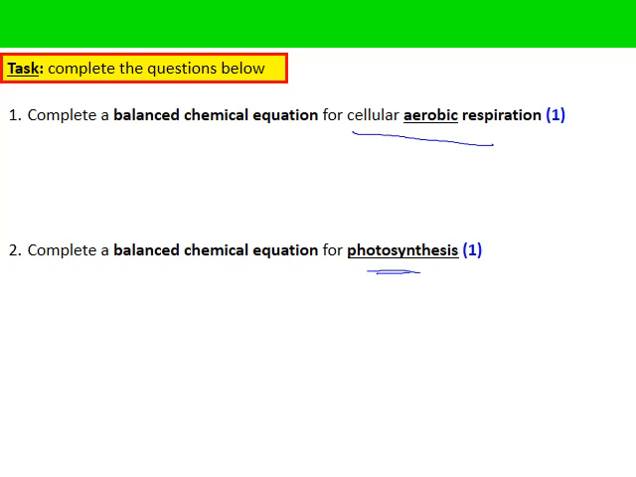So I'll pause the video, and then you can pause the video, and then if you just jot down the chemical equations, we'll go through the answers very shortly.